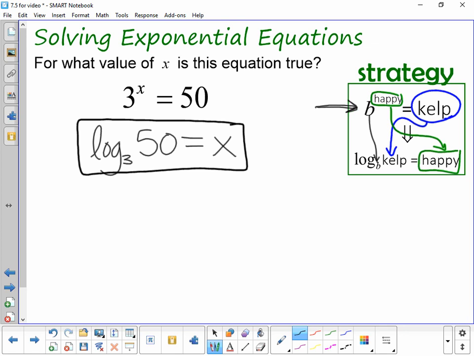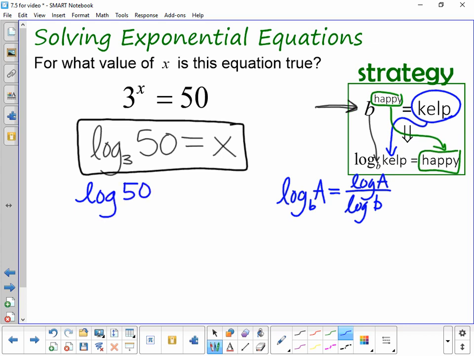But we could also figure out what that number is approximately, a decimal approximation. To find that decimal approximation, we would use the change of base formula that we talked about last time, which said that if we have log base b of a, that's the same as the log of a, which is now base 10, divided by the log of the base, but now that's a base 10 log. So by using this change of base formula, we can use our calculator to evaluate this log. So this would be the log of 50 divided by the log of 3.